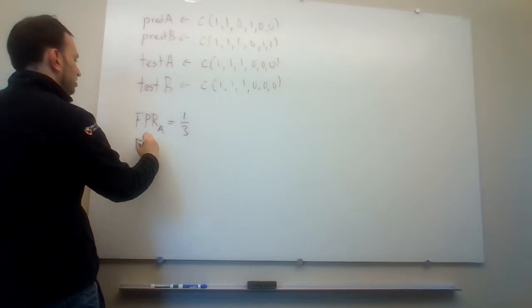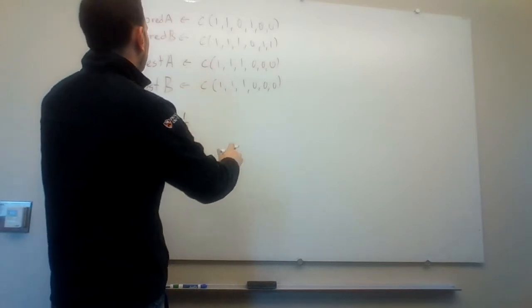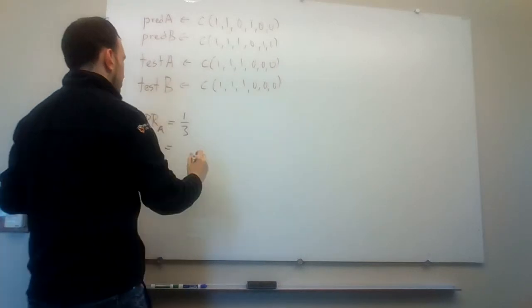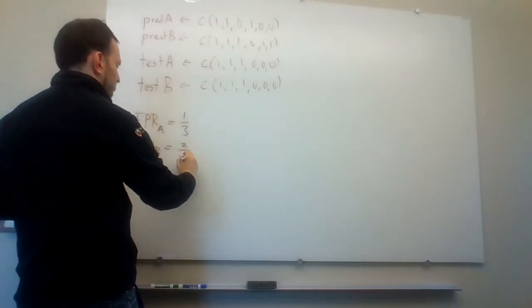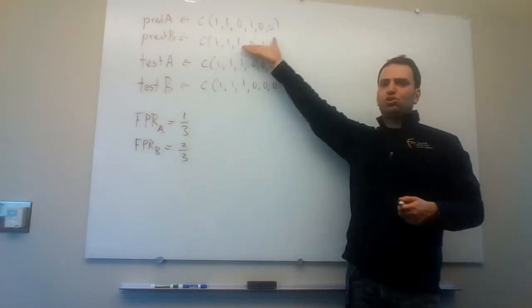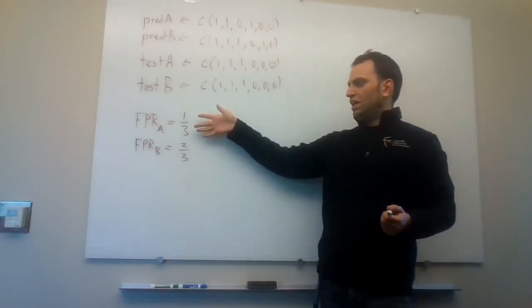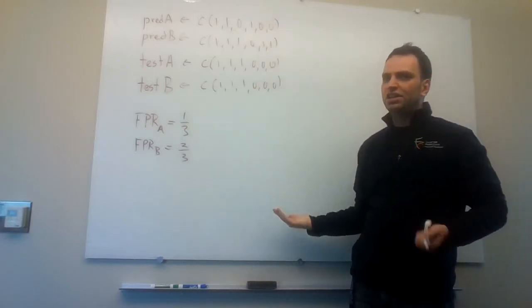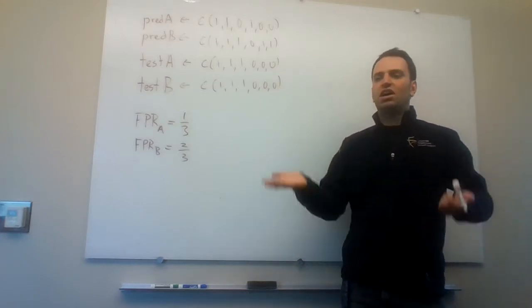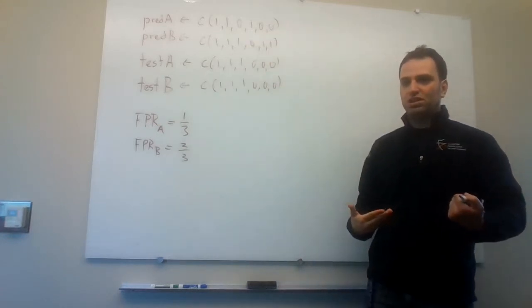So FPR B, what is that now? Here are all the negatives for B, and here we were wrong twice. So FPR B is 2/3. So now the question is, is it just a coincidence? We just have a tiny, tiny test set here, just 6 people. So is there really a false positive disparity here? Or could we say this is just due to random chance, so the classifier got unlucky with the particular test sets, but in general, there would be false positive parity.